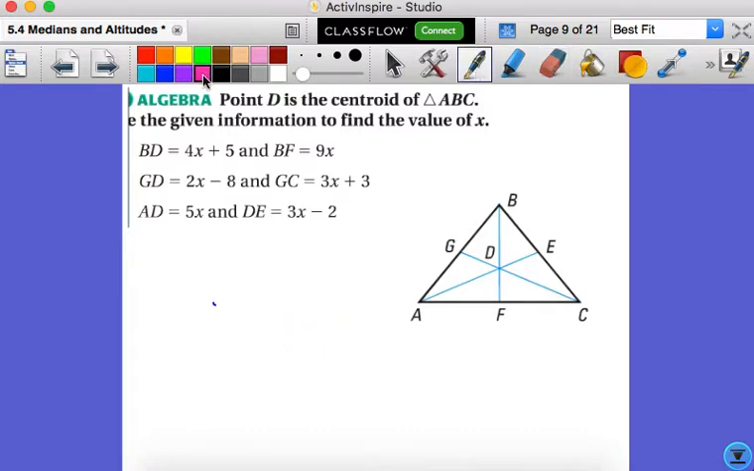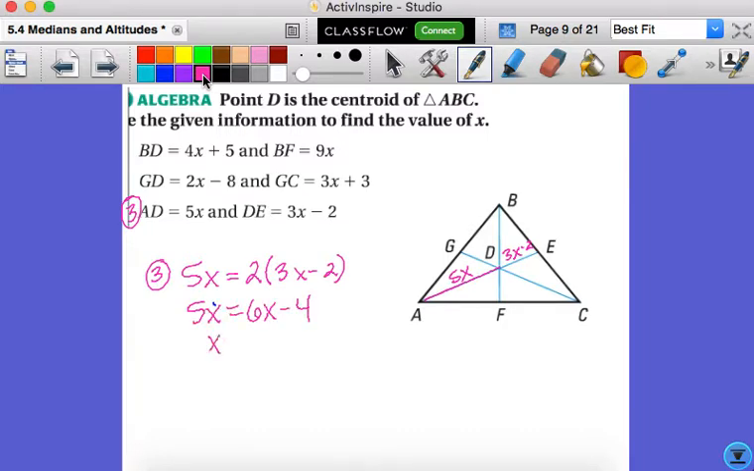So for number 3, we know that A to D is 5x. That's the larger part of that median. And then D to E is 3x minus 2. So remember that that larger part is larger by a factor of 2. So if 5x is twice as big, then I need to double the 3x minus 2. So when I solve this, I end up with an x value of 4.